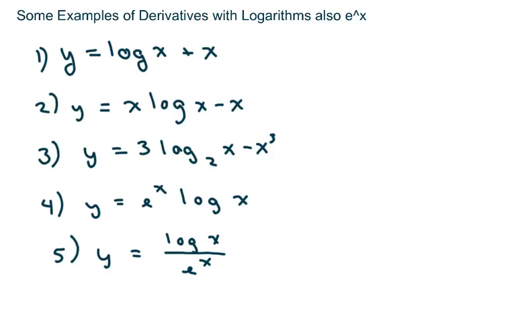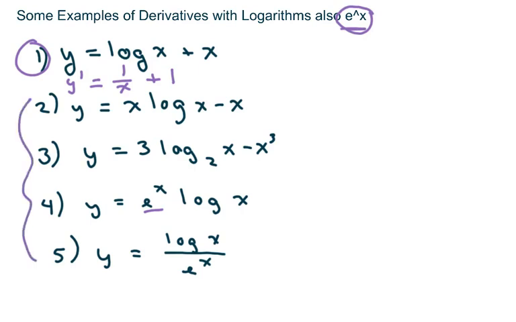Hi everyone. We're going to do some examples of derivatives that involve logarithms, and then sometimes we also have this e to the x. The derivative of e to the x is just e to the x, and we can look at this first one, and we know the derivative of log is 1 over x, and the derivative of x is just 1. So these other ones, if you just want to scroll through the slides, I'm going to do these 5 problems here.